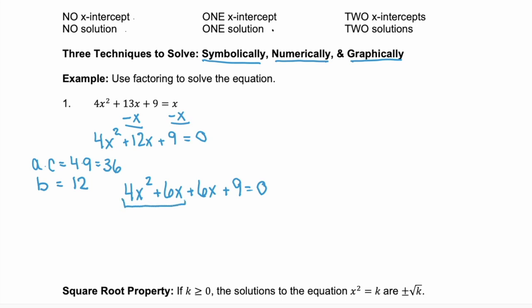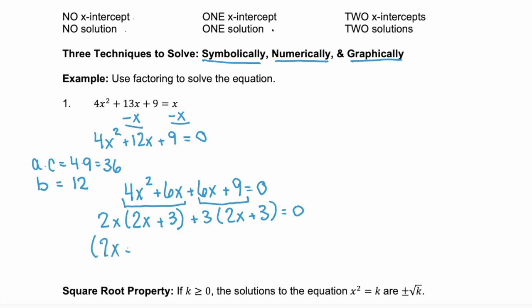Now we group the first two terms, pull out their GCF of 2x. We're left with 2x plus 3. We group those last two terms. They have a GCF of 3. And we're left with a 2x plus 3. And now the two terms have a GCF of 2x plus 3, and it leaves behind the binomial of 2x plus 3 equals 0. Now, both of these binomials that we factored down to are identical. So we really only have one solution.